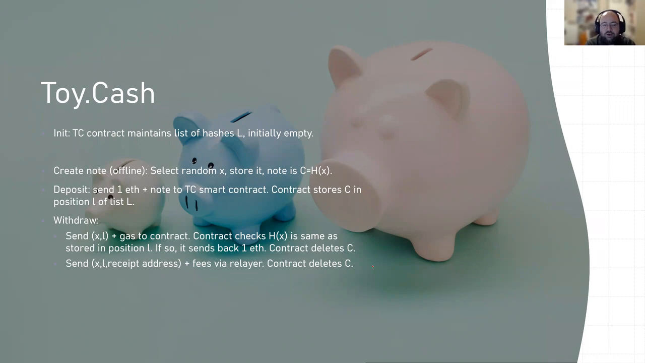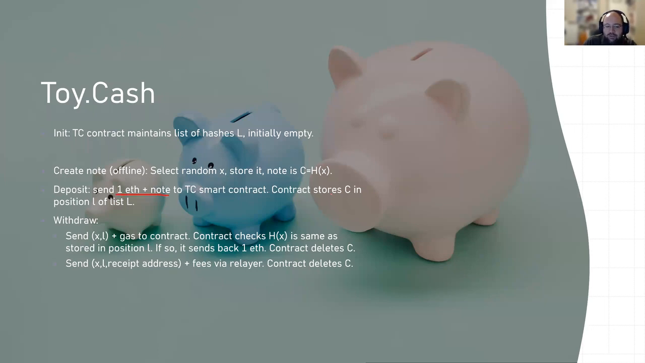And how that's gonna work is that we will start this smart contract that will maintain some list of hashes, and that list is called L, and that starts out empty. So people are able to create notes by simply selecting any random value they want, let's call it X, they hash it to some value they will call C. Now, to deposit money to Toy Cache, they will send one F and the note of their choice to our smart contract.